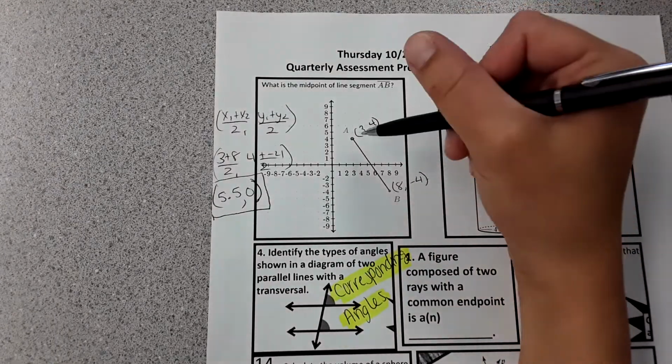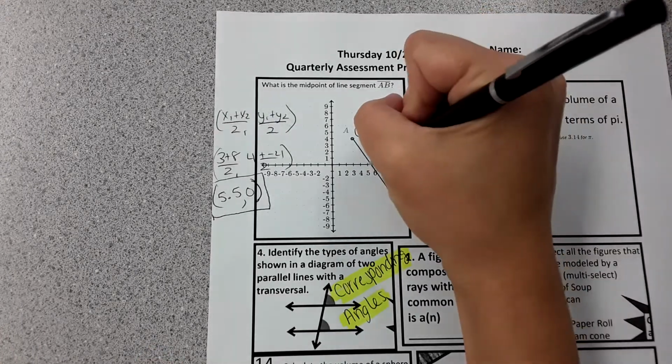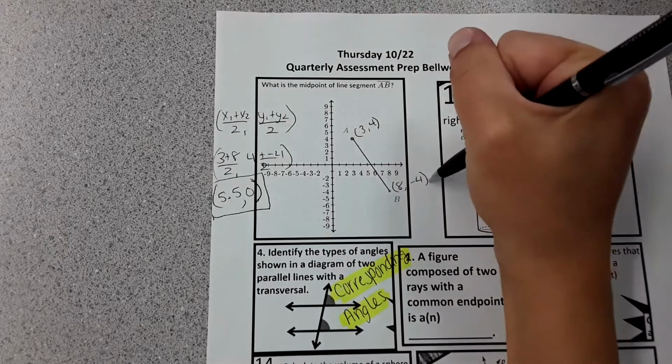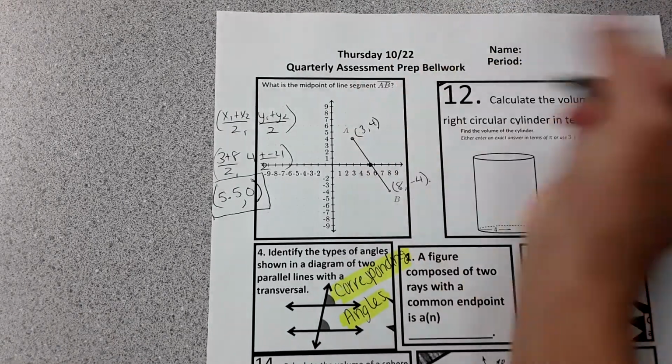If equations aren't your thing, like you could add 3 plus 8 divided by 2 to get 5.5, and 4 plus -4 divided by 2 is just going to be 0. So 5.5, 0 is your midpoint.